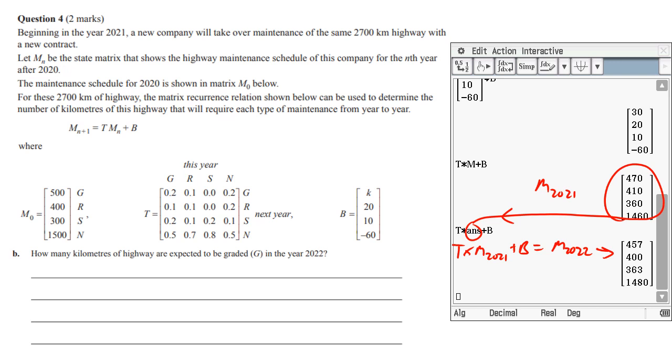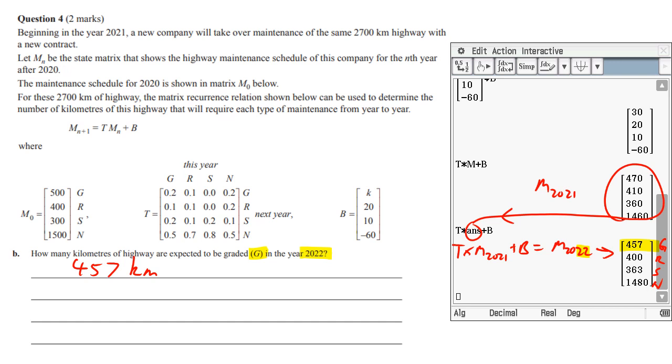Now don't forget this is G, R, S, N, and they said give us G in 2022. This is 2022, and this is G. So we have to write the answer, which is 457 kilometers. Please don't forget the unit after doing all that hard work.